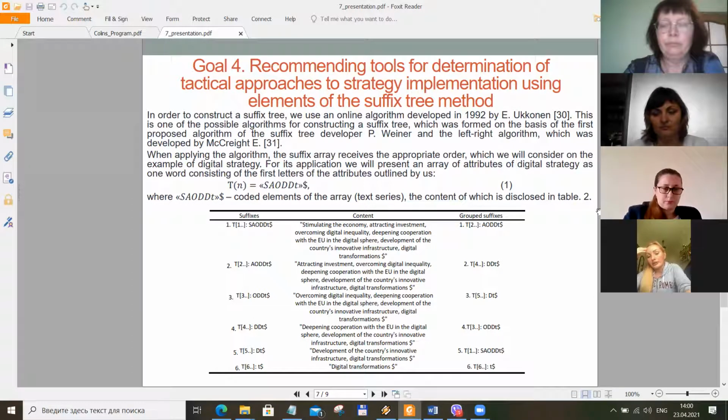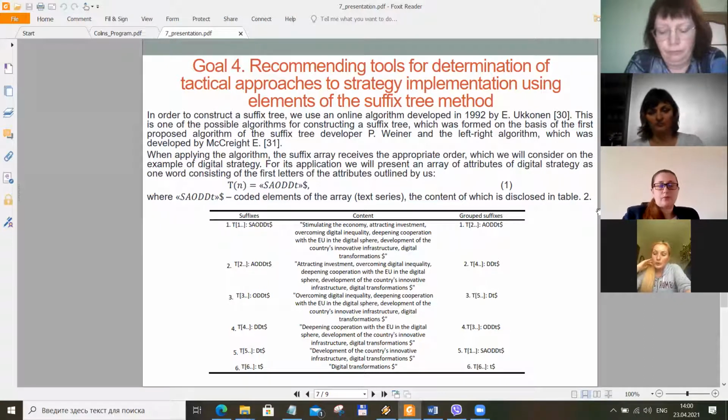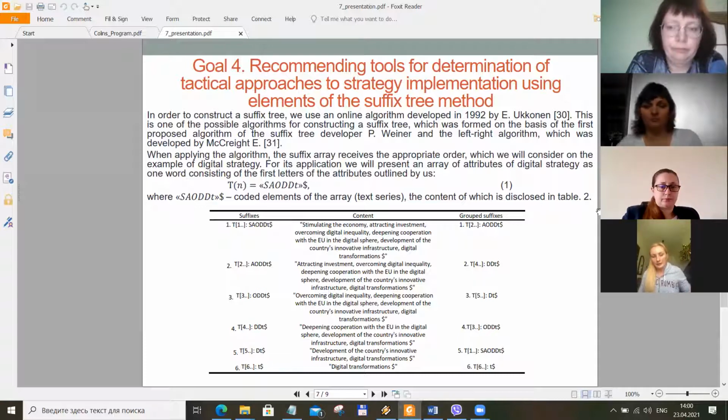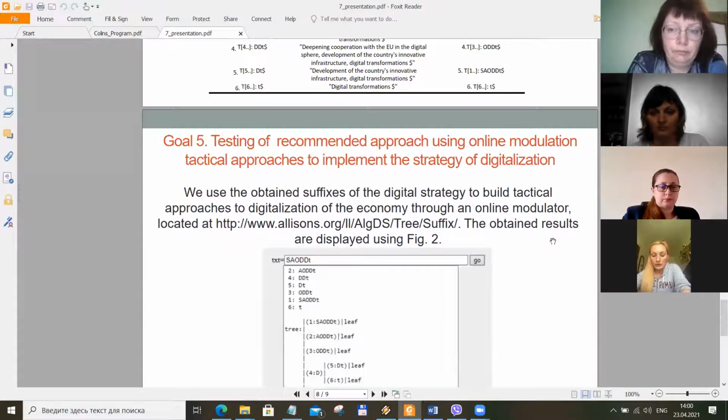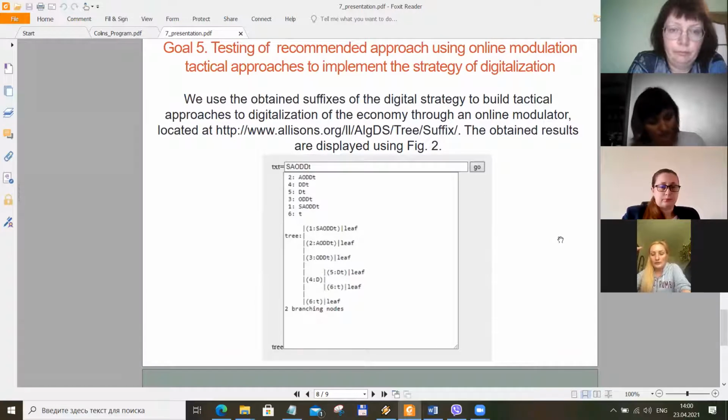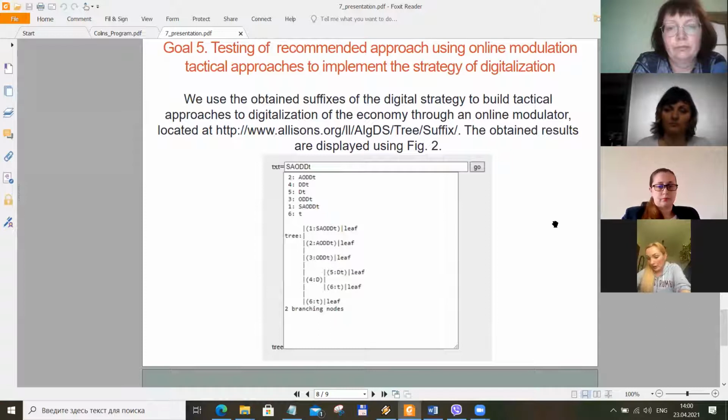The suffix tree array receives the appropriate order, which we will consider on the example of the digital strategy. And on the last slide, you can see the testing of recommended approaches using the online modulator. So we use these suffixes of the digital strategy to build the tactical approaches of digitalization in the economy using the online modulator. As a conclusion, we would like to recommend to identify tactical approaches of the strategy by using this online modulator and by using this method of the suffix tree as one of the possible methods.